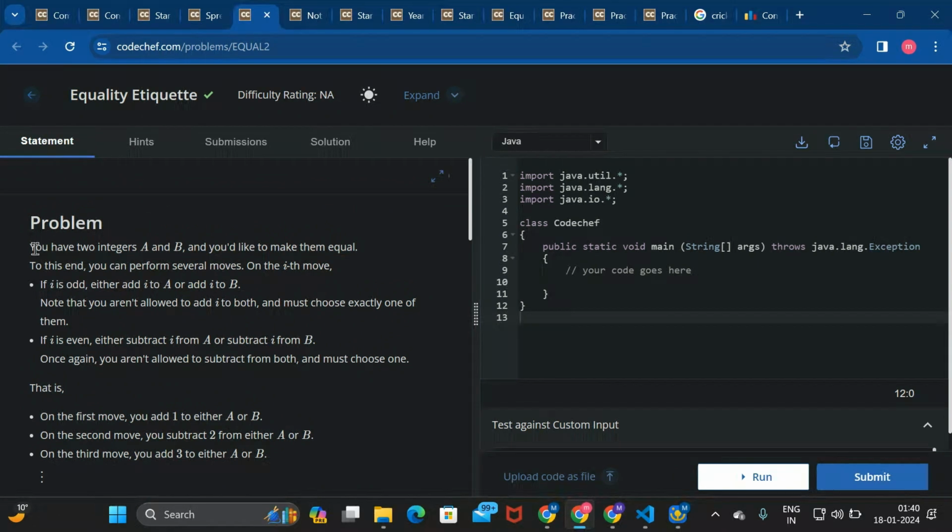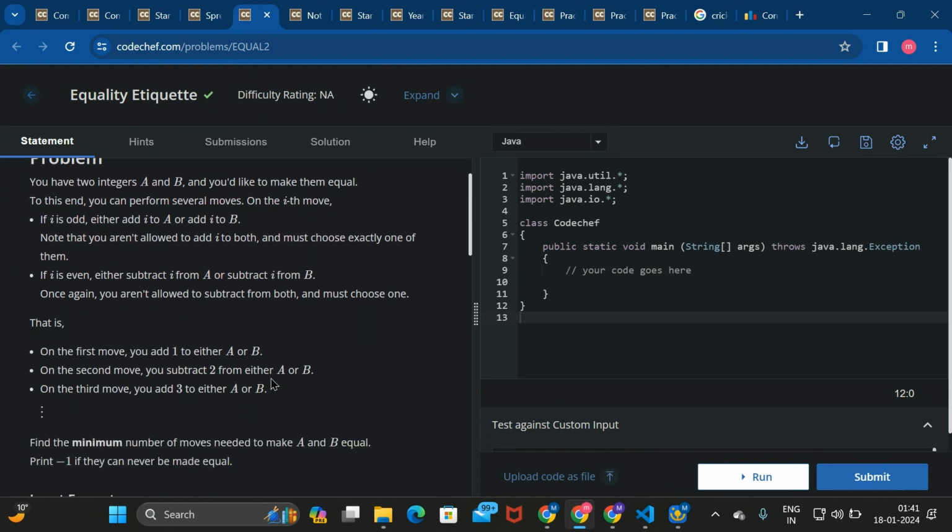So the problem statement is: you have two integers A and B and you would like to make them equal. To this end, you can perform several moves. On the ith move, if i is odd, either add i to A or add i to B. Note that you are not allowed to add i to both and must choose exactly one of them. And the second case is if i is even, either subtract i from A or subtract i from B. Once again, you are not allowed to subtract from both and must choose one.